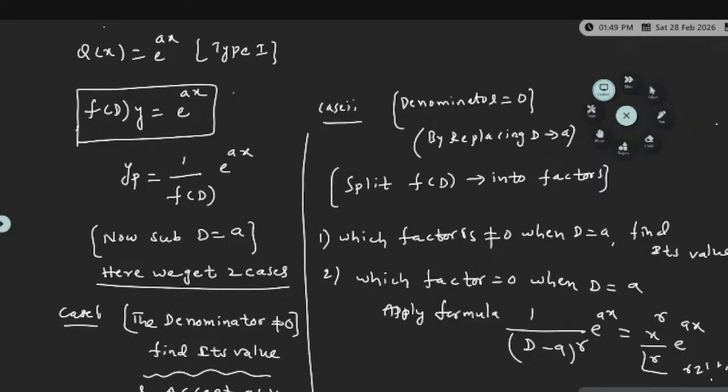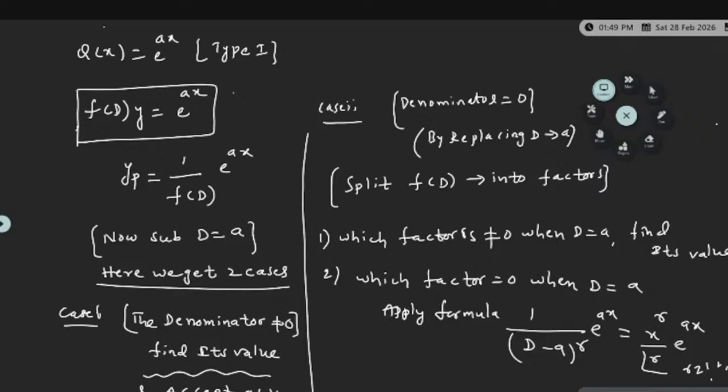It's the time to once again join with you people with a happy mindset, because even though the temperature is high, my mindset is not. Here I started how to find the particular integral when the right side is e power ax. Here the most important thing is we are going to substitute. What is the value? We must replace D equal to a. That is the most important thing.